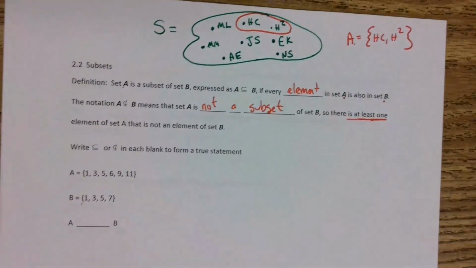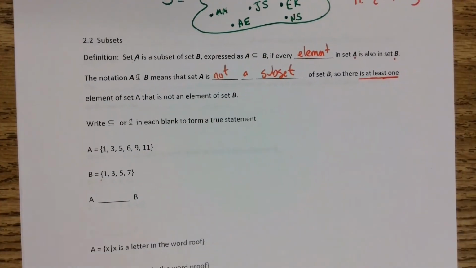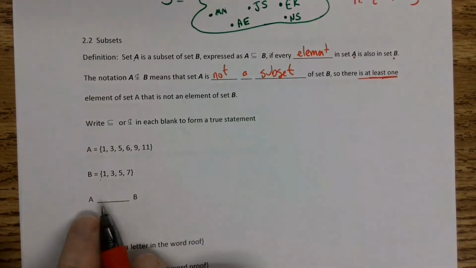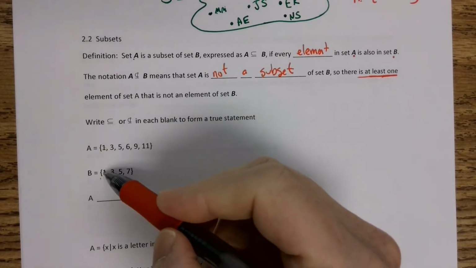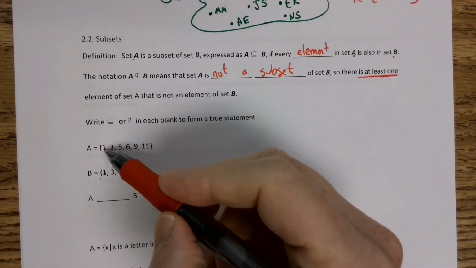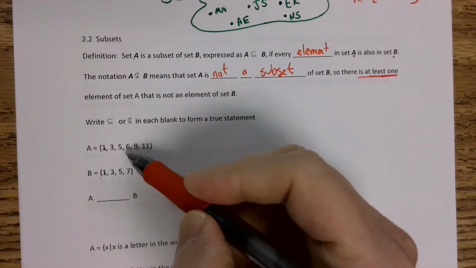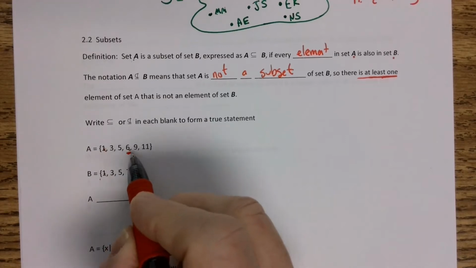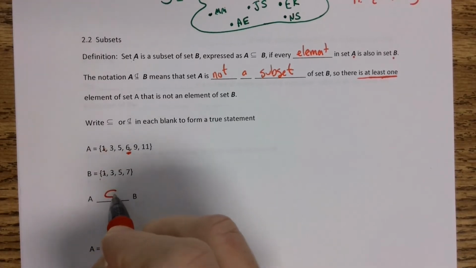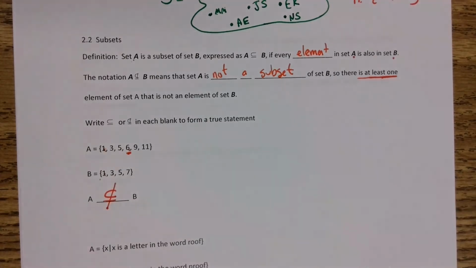So here we have A and B. We have both A and B for us. And then it asks us, is A a subset or is A not a subset of B? Well, 1 is in B. 3 is in B. 5 is in B. 6, however, is not in B. So there is at least one element in A that is not in B. So that makes it not a subset. You think, well, this is simple. And it is simple. So far.